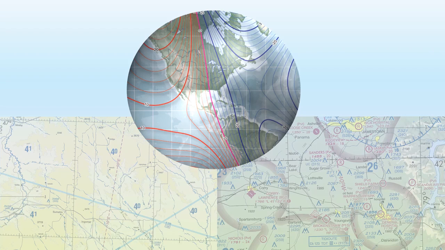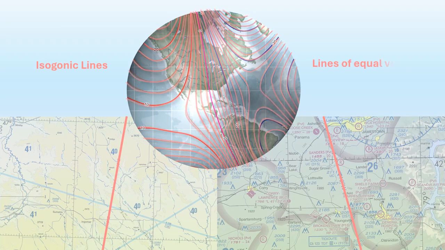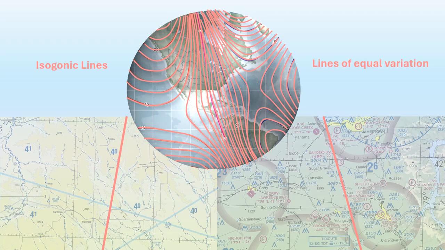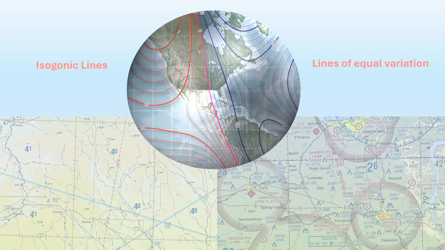Connecting places with the same magnetic variations, we have isogonic lines. Along these lines, the variation remains constant, making it easier to convert between magnetic and true courses when flying across large areas.